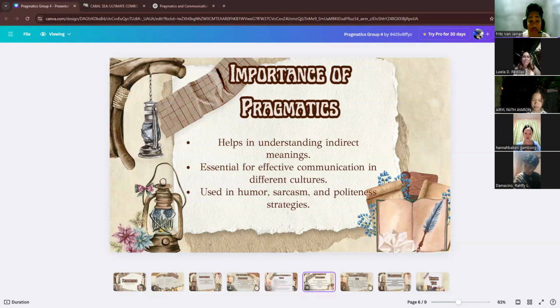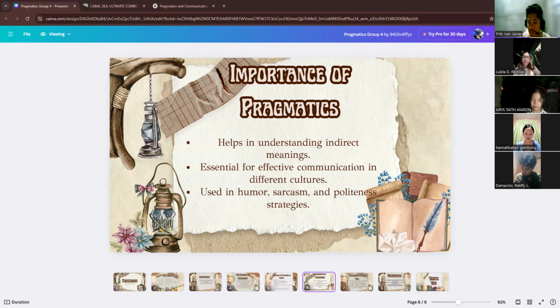He is explicitly asking, without any questioning, right? So now let's proceed to the second bulletin: essentials for effective communication in different cultures. Pragmatics is really essential for effective communication across cultures because different cultures have unique ways to express politeness, requests, or emotions.